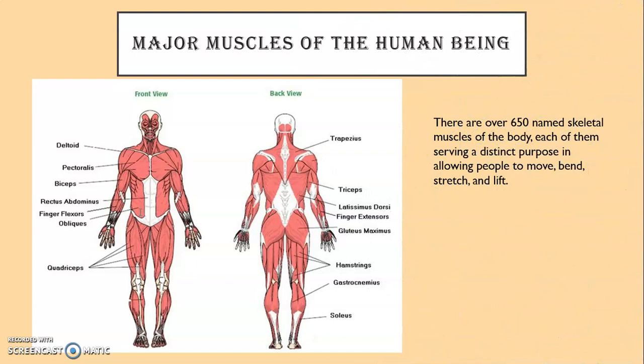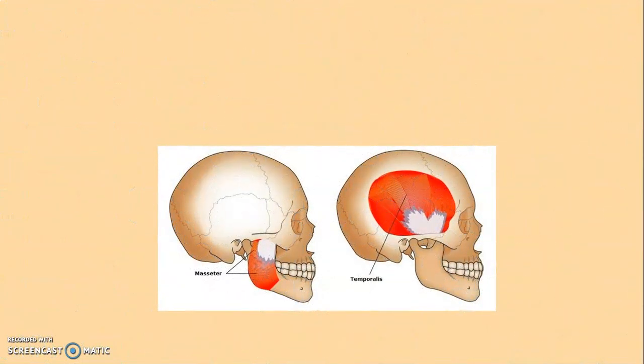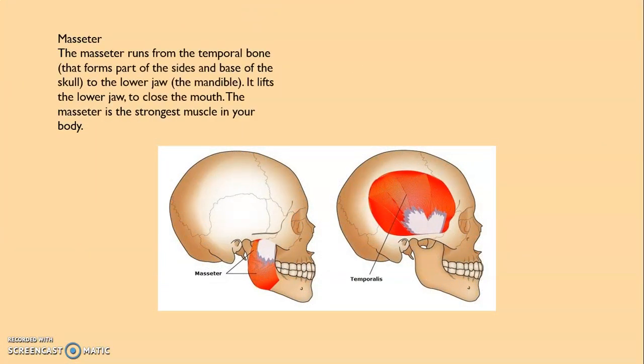The major muscles of the human being. There are over 650 named skeletal muscles of the body, each of them serving a distinct purpose in allowing people to move, bend, stretch, and laugh. This is the view of the muscles of our human. First is the masseter. The masseter runs from the temporal bones that form part of the side and base of the skull to the lower jaw. It lifts the lower jaw to close the mouth. The masseter is the strongest muscle in the body.